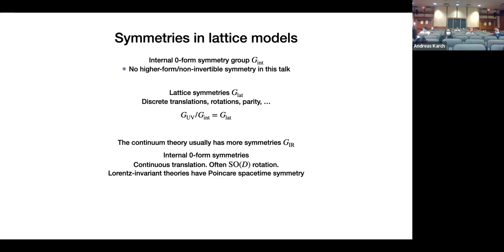Now, let's compare this with what we expect from a continuum theory. What often happens is that the continuum theory has more symmetries than the lattice model. That will be denoted by G IR. And of course, this G IR contains certain zero-form symmetries and maybe more. Importantly, the IR theory, almost by definition, has continuous translation because it's a continuum field theory. And often it has continuous rotation. And we often deal with Lorentz invariant theories, where you really have the whole Poincare spacetime symmetry group.